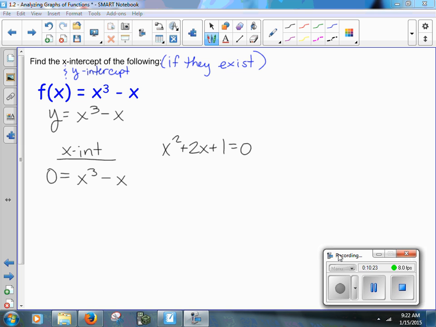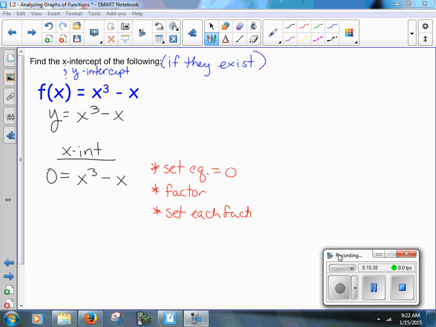Okay, this is what you need to write down. Set equation equal to 0, factor, set each factor equal to 0, and solve. This is the way you solve these polynomial equations. Make sure that your equation is equal to 0, then we're going to factor it, then we're going to set each factor equal to 0 and solve. And you did all this last year, okay?